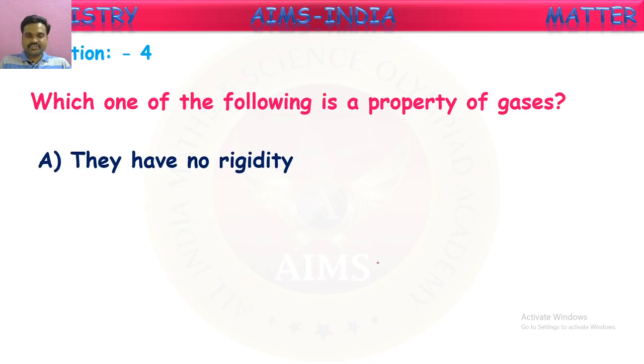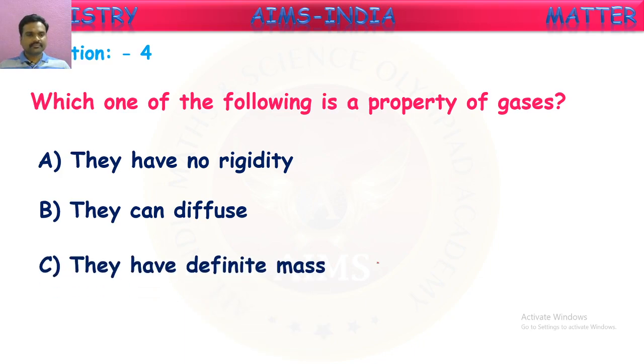They have no rigidity, meaning they are not strong. They can diffuse, meaning they can easily spread in the air. They have definite mass. All of these properties. Do gases have fixed mass? Do they have definite mass? Yes. So we say some properties like shape and volume. Shape and volume are not fixed for gases.